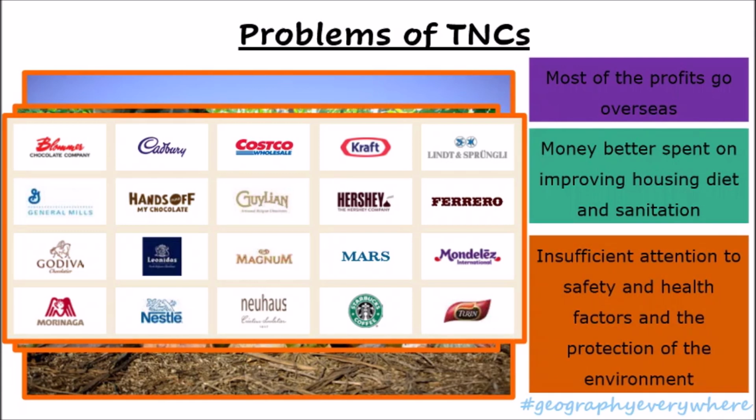Companies like these are not providing enough protection to the environment in the countries where they're getting their raw materials, the cocoa beans. There may be some TNCs that also don't give enough attention to safety and health factors of the workers in the factory.